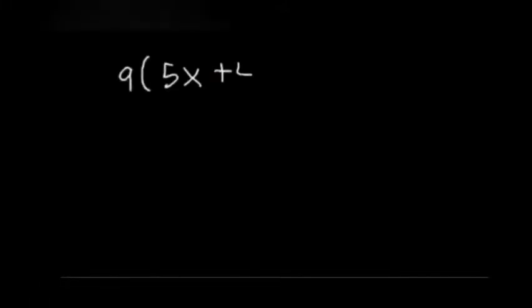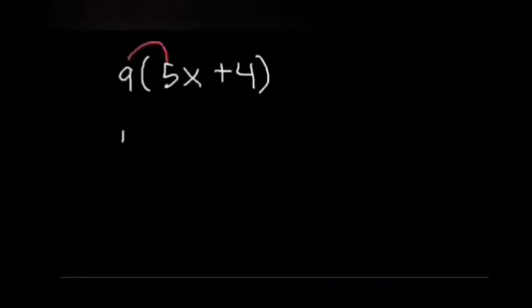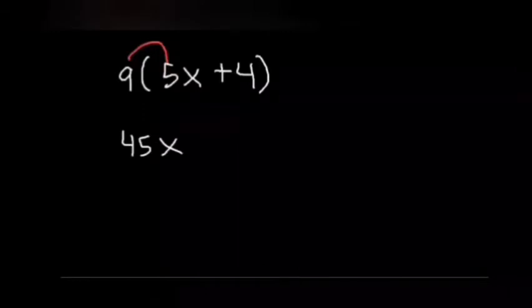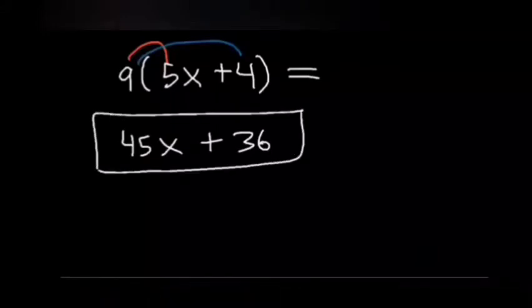Take another example. Right now, we have 9 open bracket 5x plus 4. We're going to open the bracket. To do that, what we have multiplies all the terms inside. 9 times 5x gives us 45x. 9 times 4 gives us plus 36 as our final answer. It cannot be simplified further because they are unlike terms.